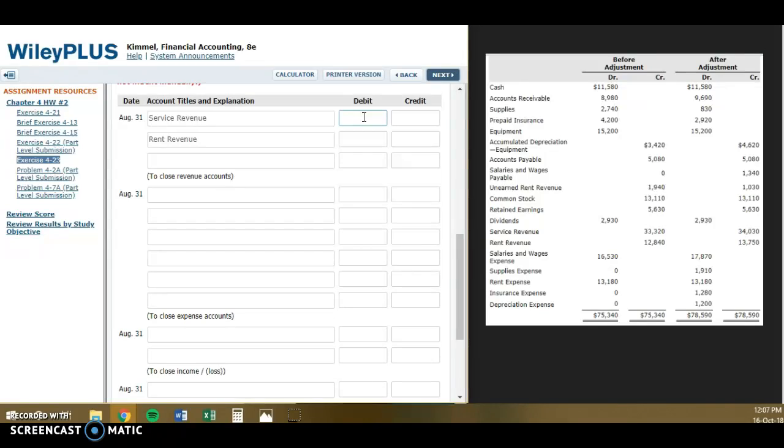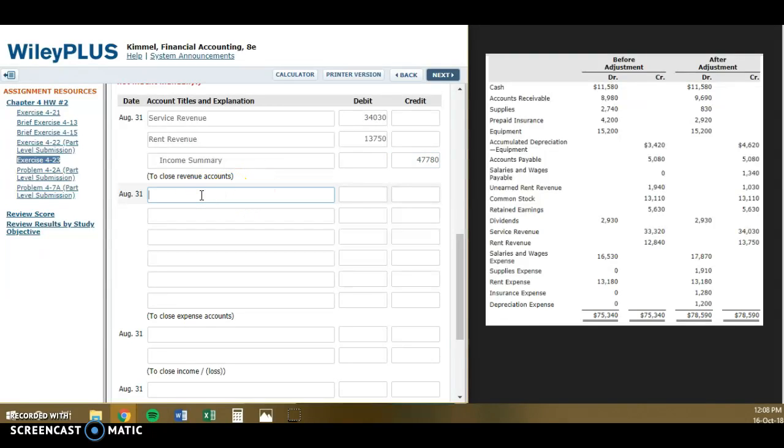The service revenue is $34,030 and our rent revenue is going to be $13,750. We're going to be closing these to income statement, or income summary, I mean. We're going to be crediting that amount. Once we add these up, we will get our income summary amount, which is going to be credited for $47,780.